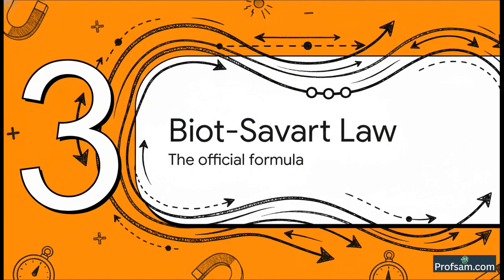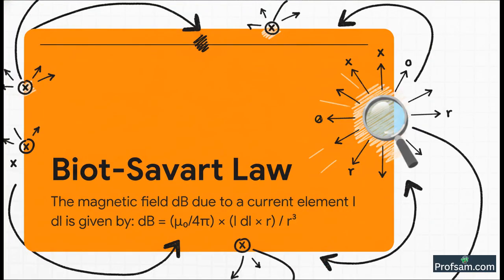All right, now that we have that mental picture of the sprinkler, we are ready for the main event. Let's look at the official law. This is the one you must write in your exams if you want to get full marks. And here it is. The magnetic field dB is equal to a constant, mu naught by 4 pi, times the cross product of the current element IDL and the position vector r, all of it divided by r cubed.